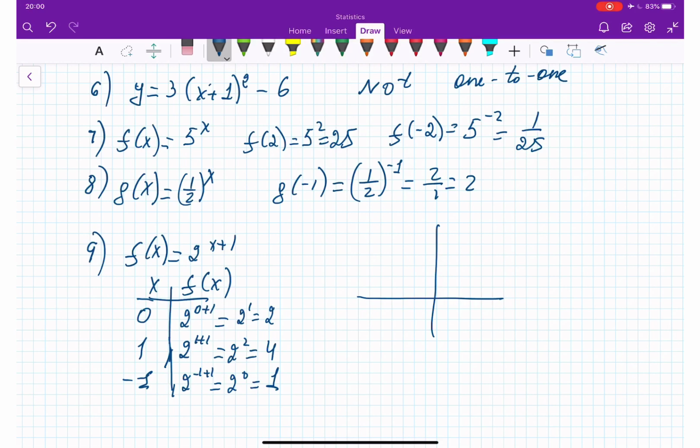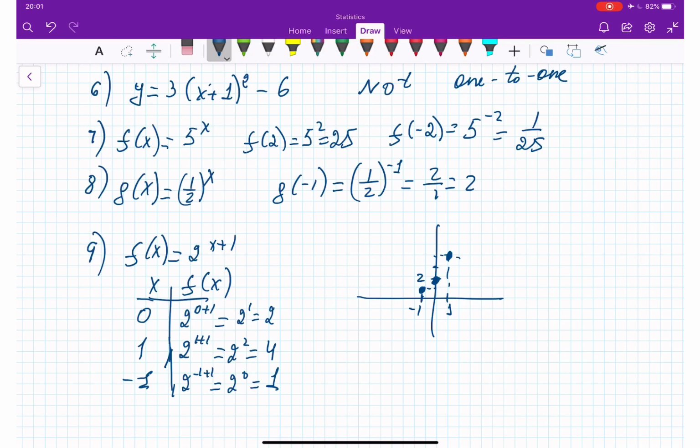Okay, so for 0, f of x is 2. Let me put this as 2. X is 0, y is 2. This is 1 point. Next, x is 1, y is 4. 2, 3, 4. This is the second point. And x is negative 1, y is equal to positive 1.